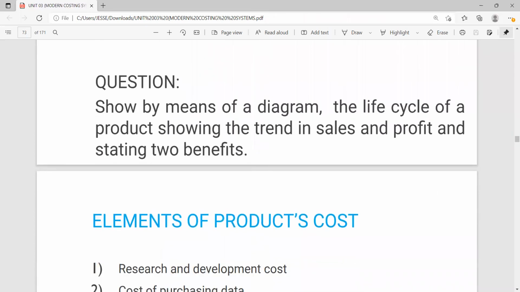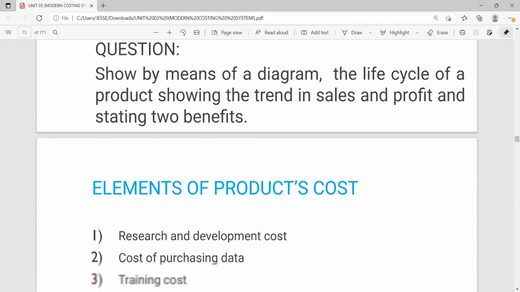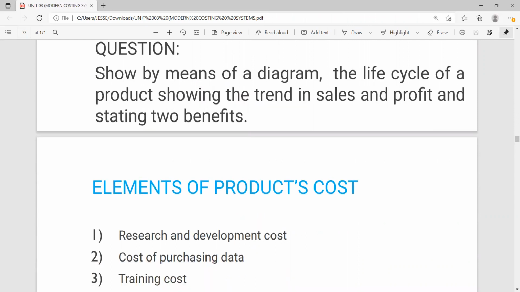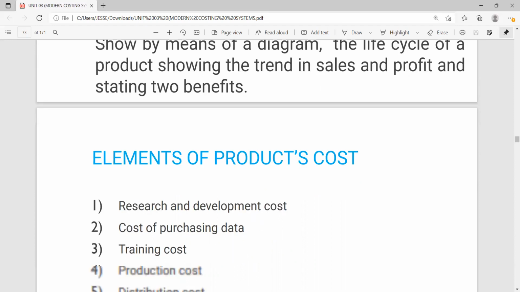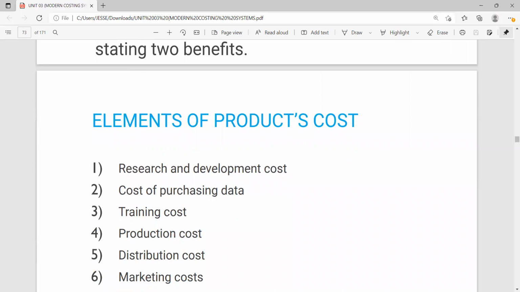Now, question: show by means of a diagram the life cycle of a product, showing the trend in sales and profits and stating two benefits. So this is a question that you can attempt based on the discussion we've had on the different stages of the life cycle of a product. You have the development stage, we have the introduction stage, you have the growth, maturity, and the decline stage. And we talked about revenue and sales and demand for all of these stages.